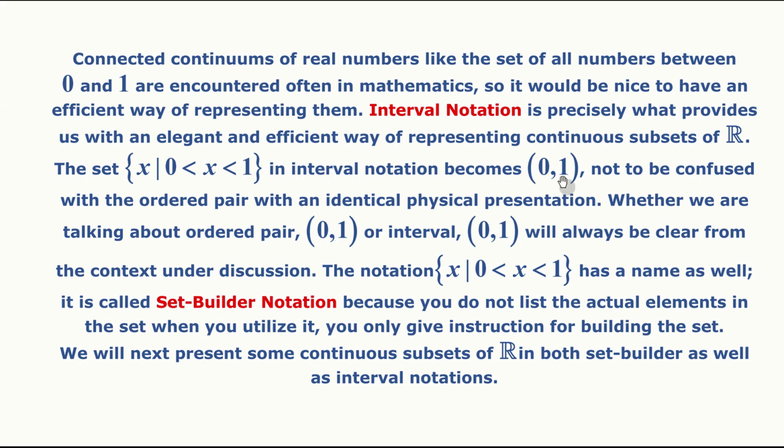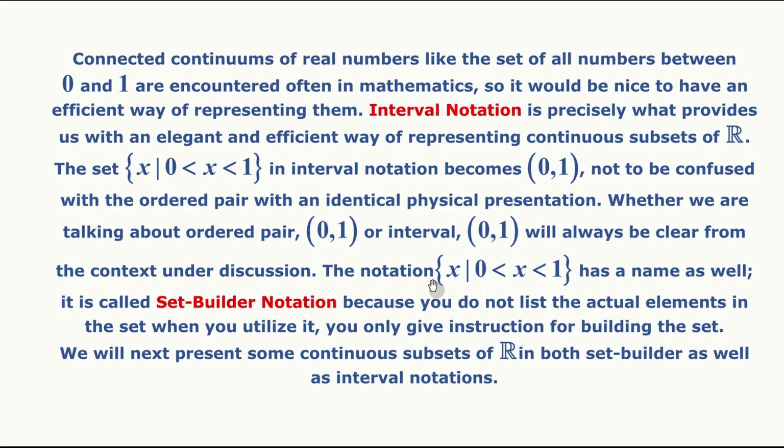This, of course, should not be confused with the ordered pair 0, 1, which looks identical but is very different, and it will always be understood in context whether we're talking about the point 0, 1 or the ordered pair 0, 1. All right. This notation here itself has a name as well.